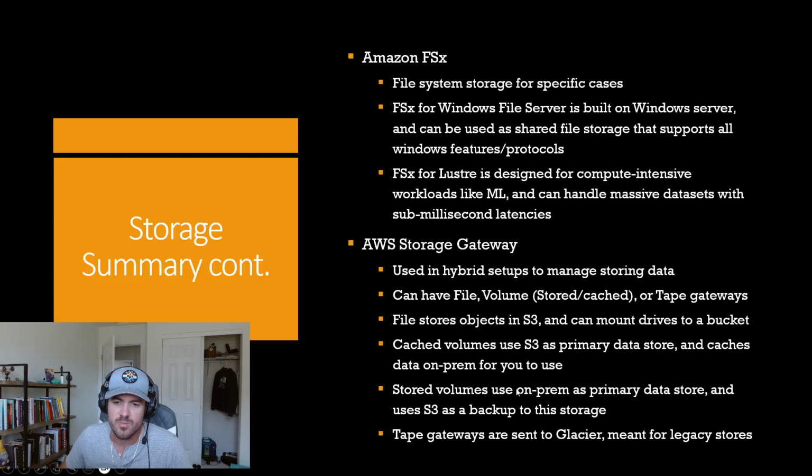The stored volume gateway uses your on-prem location as the primary data storage and uses S3 as a backup to the storage. I wish there was an easier way to distinguish between the two, but unfortunately it's one of those things that you just have to memorize, and you see it enough and you'll just know which is which. And then finally, tape gateways are sent to Glacier. It's meant for legacy stores, not really something you'll use very often, okay?